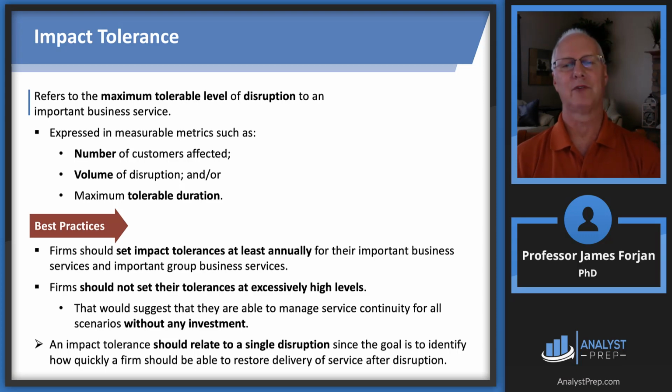How about that last learning objective about impact tolerance? And I thought this was about the coolest part of this chapter, at least from my perspective. It refers to a maximum tolerable level of disruption. Let's go back to my earlier example. If we affect 5 customers, is that the maximum, or should it be 50, or should it be 500, or should it be a dollar amount, or should it be volume? So look at the measurable metrics: number of customers, volume, tolerable duration, 5 minutes or 10 minutes or 3 hours.